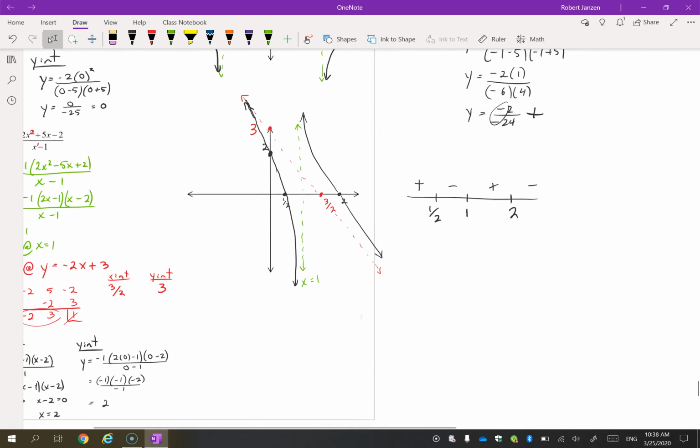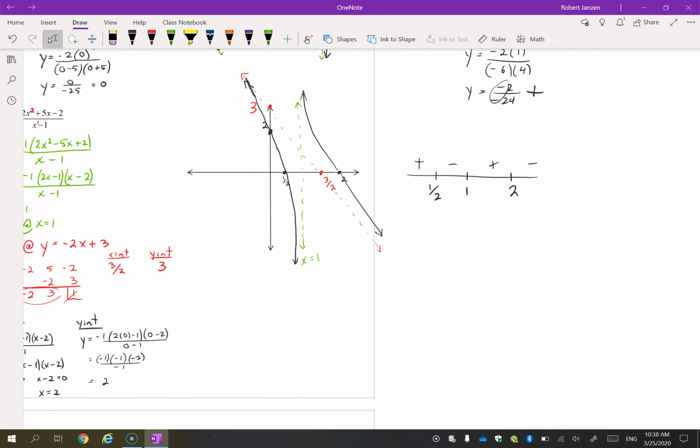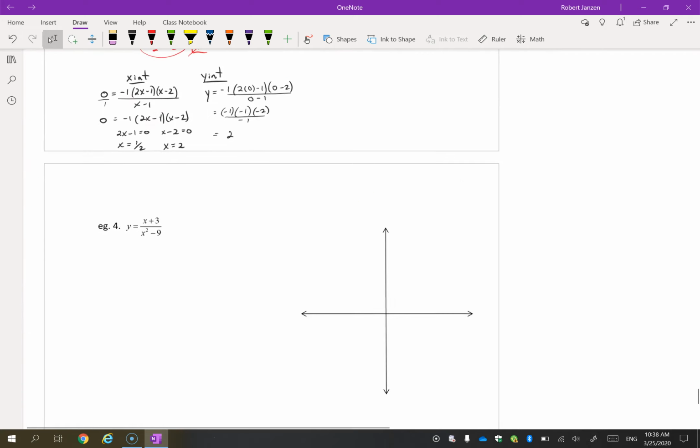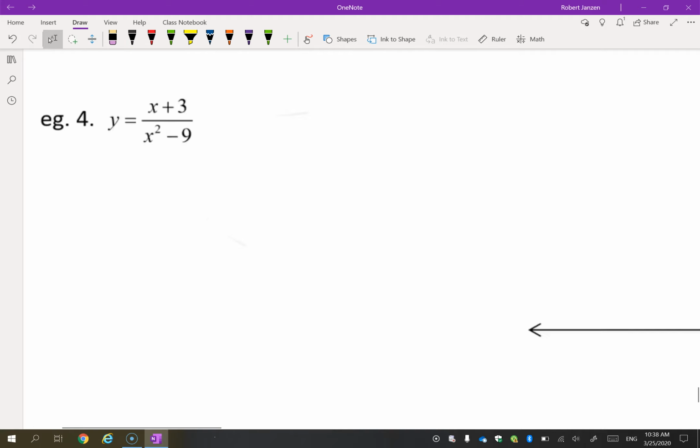Okay, just a quick comment about oblique asymptotes. Usually those don't show up on the exam, but I for sure will have one on the test. Okay? All right, last example.